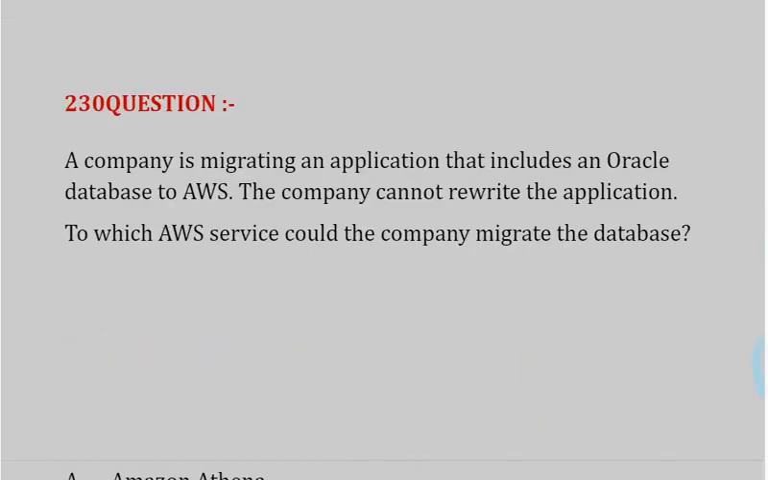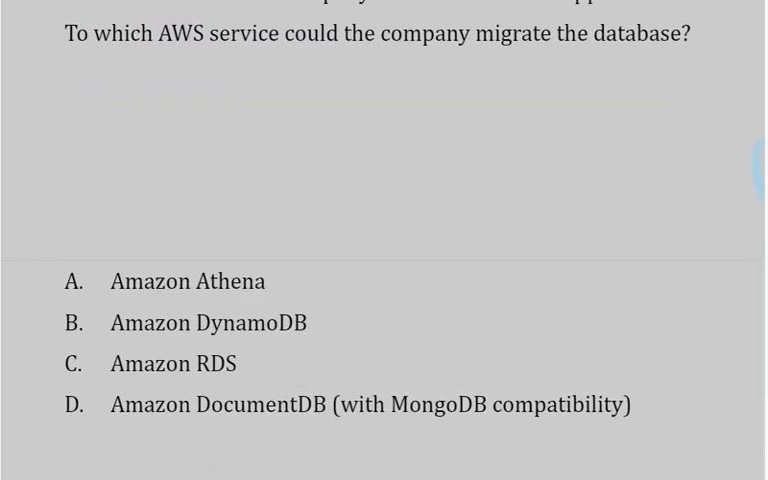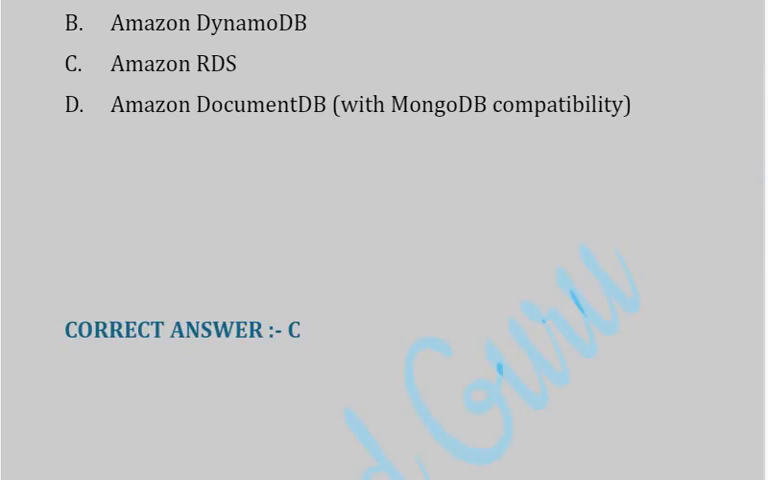Question is, a company is migrating an application that includes an Oracle database to AWS. The company cannot rewrite the application. To which AWS service could the company migrate the database? Option A. Amazon Athena. Option B. Amazon DynamoDB. Option C. Amazon RDS. Option D. Amazon DocumentDB with MongoDB compatibility. Correct answer is option C.